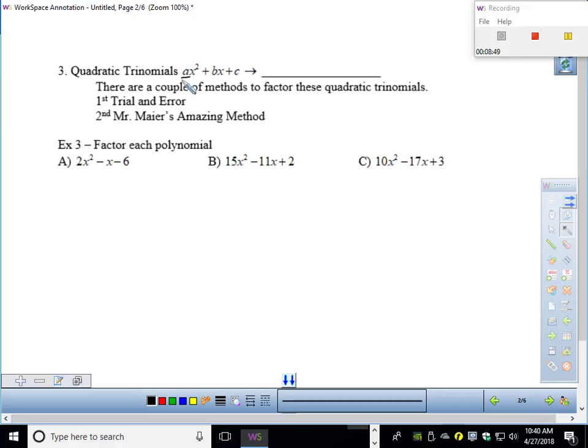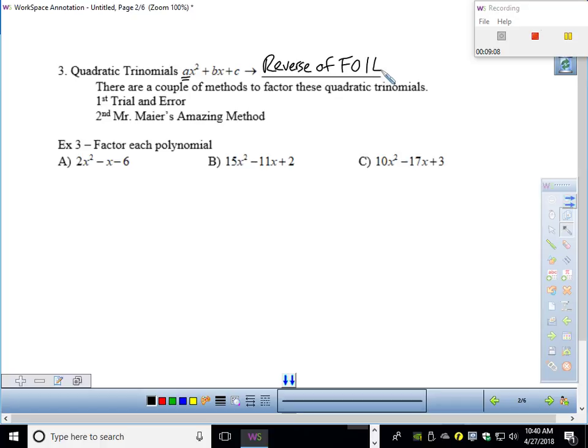And here's what I'd have you do. Just underline that little a. So that's all the difference. But it makes it harder when we have a number other than 1 in front of that x squared. So what we're going to write in here, of course, reverse the FOIL. No doubt about that.